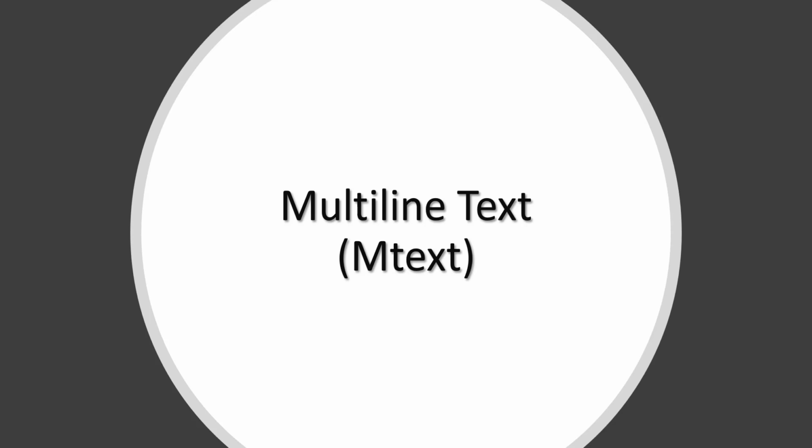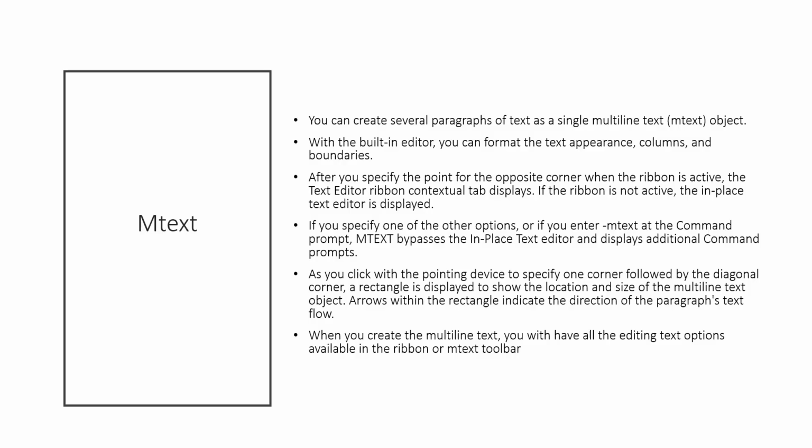Multi-line text, or Mtext. We went over this a little bit. With Mtext, you can create several paragraphs of text as a single multi-line text object. With the built-in editor, you can format the text appearance, columns, and boundaries. We've done this already, but basically you draw from one corner to the bottom right-hand corner and start writing. You hit enter, it goes to the next line. You have to click on the outside of the box to exit the command.